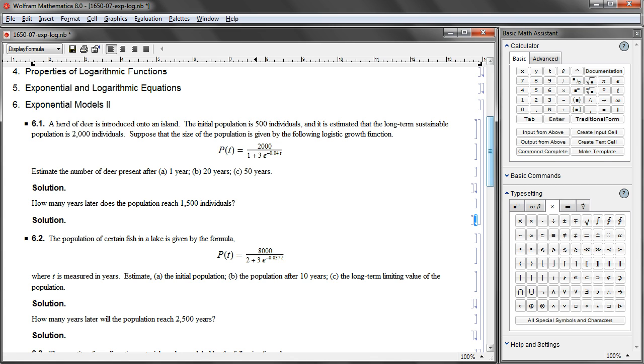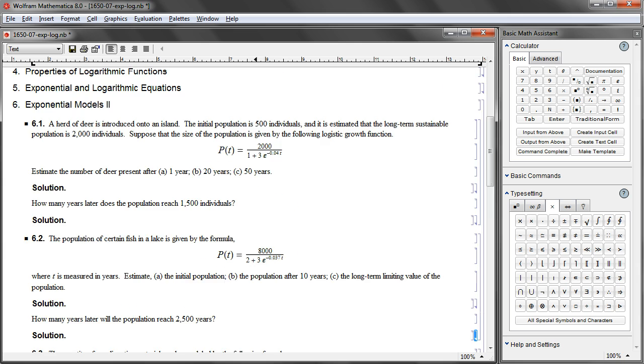How about some other applications? Let's see. A population of a certain fish in a lake. Similar type of example, only different numbers. We have different mature population and different k values and different coefficient there. In the end, we are setting up an equation. This whole thing is equal to 2,500.